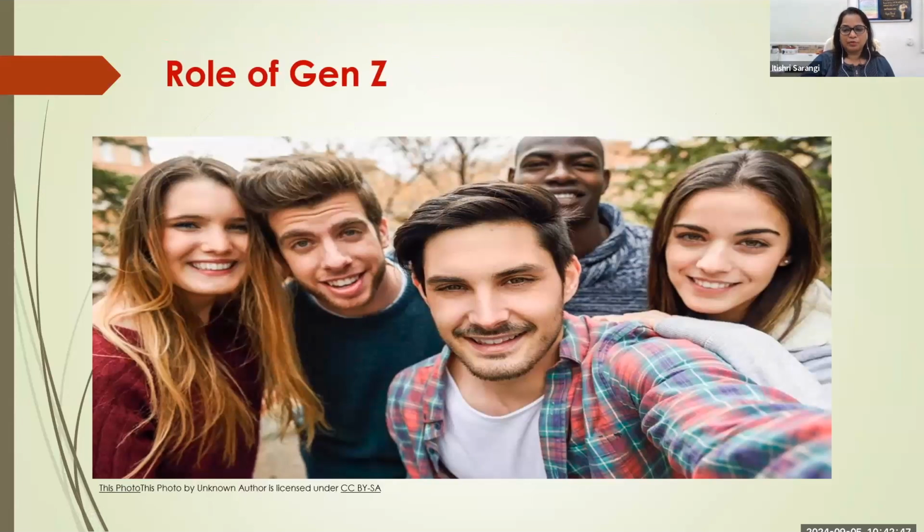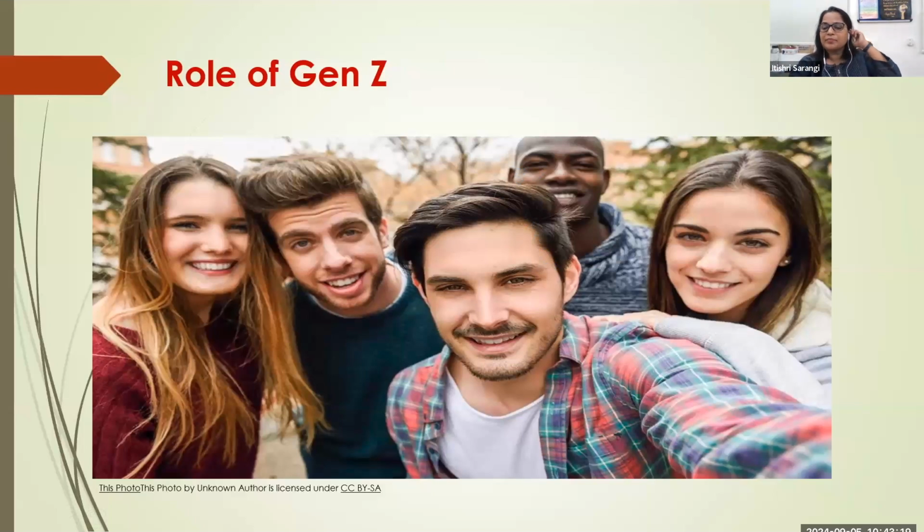Now we will talk of the role of Gen Z. They are our targets because they are our students. What we see is that Gen Z are more conscious of the changes that are happening. They are more vocal about things. If you have observed, they're very vocal. They're a generation born between 1997 and 2012.